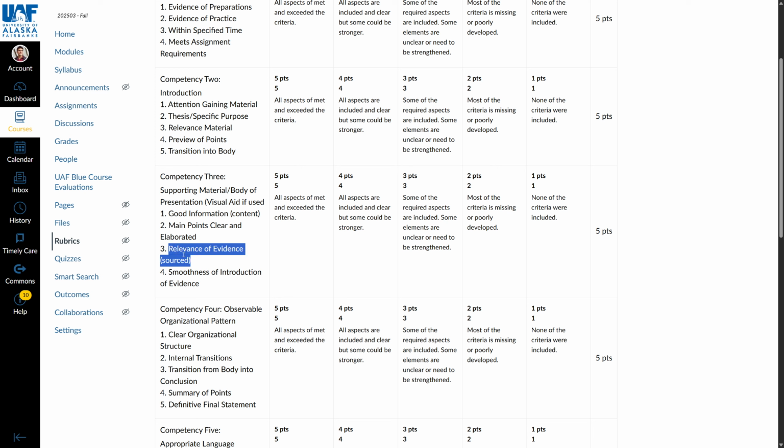Relevance of evidence. So if you're giving evidence, especially if you're talking about something that needs a lot of research, make sure that the evidence is relevant. Make sure that the evidence is the most recent evidence that you can find for this source, especially if you're looking at technology or medicine. And then make sure that it is relevant for what you're looking at.